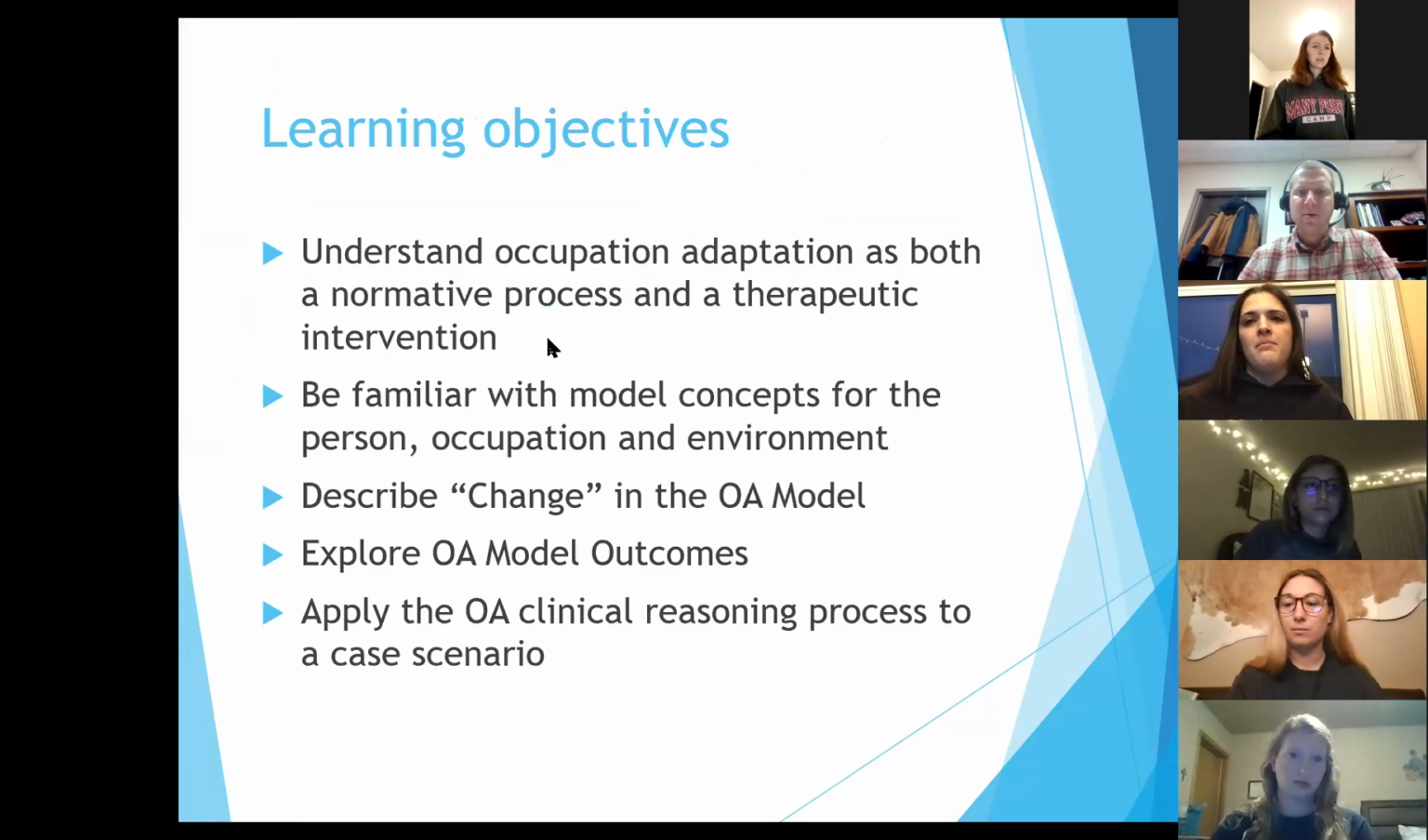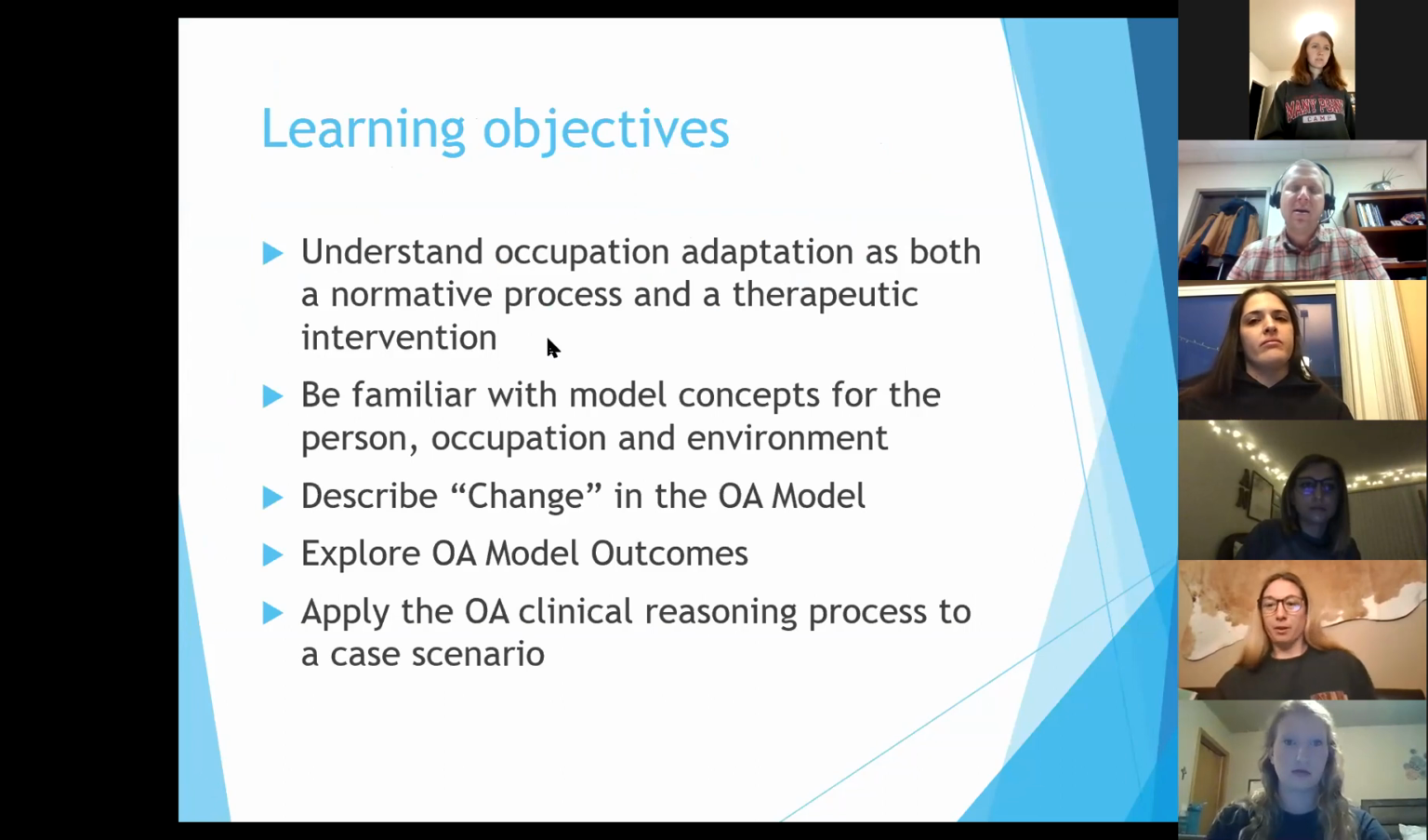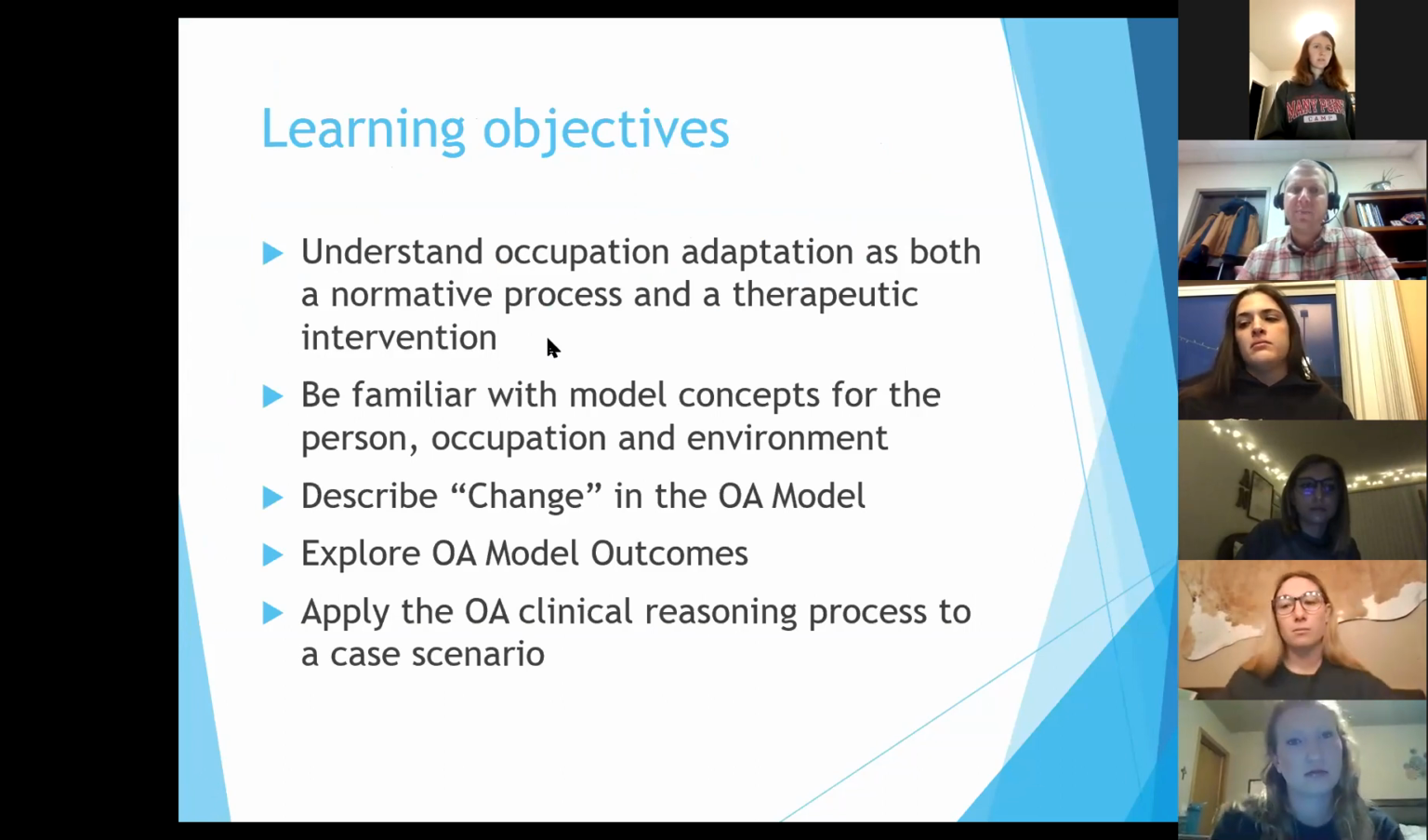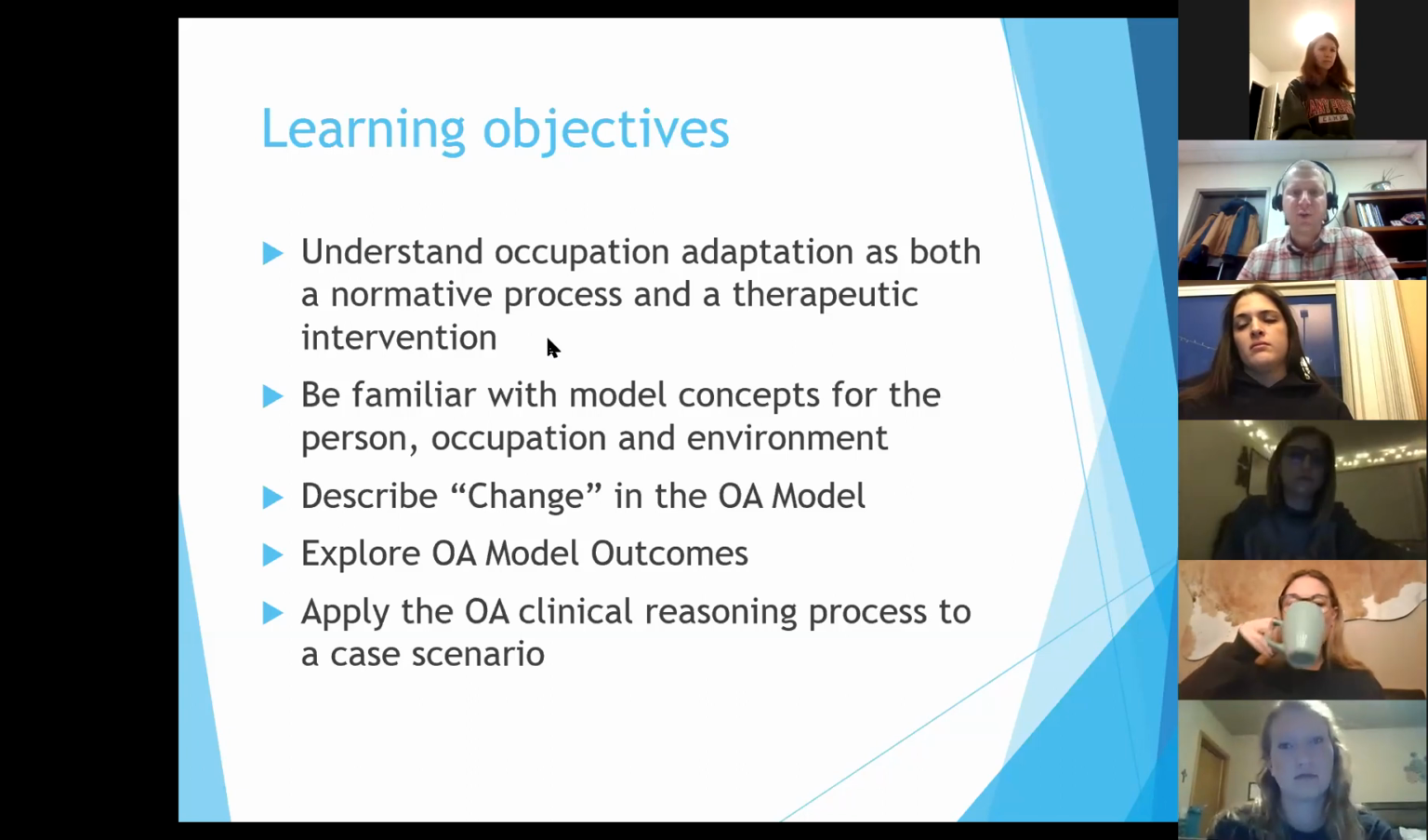Hopefully, after going through this lecture, we understand occupational adaptation as both a normal process. It's a process that everybody goes through when they have to adapt. But we also, as therapists, can facilitate that adaptation process to help facilitate change with our clients for the better. So hopefully we can be familiar with the model concepts. What is a person? What is an occupation? What are the environments? Describe what change occurs in the OA model or where that is supposed to occur.